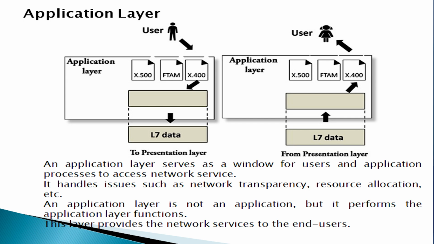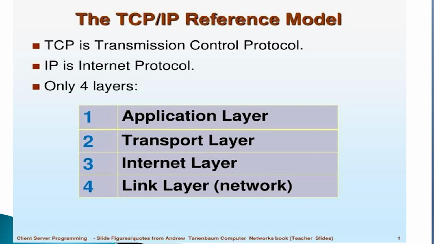Next one, the TCP/IP reference model. TCP is Transmission Control Protocol. IP is Internet Protocol. It uses only 4 layers. First one, application layer, transport layer, internet layer, link layer or network layer. TCP/IP model versus OSI model. The OSI reference model has 7 layers and TCP/IP uses 4 layers.